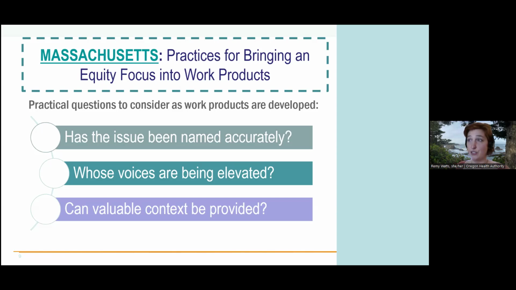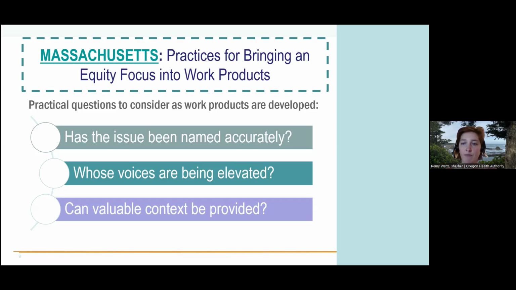But Massachusetts practices for bringing an equity focus into work products. Basically, Massachusetts has named three different ways of asking questions, analysis questions for when you're developing work products. Number one, has the issue been named accurately? So when you're speaking to observed disparities or inequities in data or other findings, it's important to be clear that the source of those disparities is often not race or gender or place of origin.